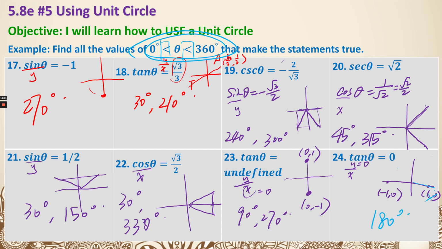But something else, if let's say I change the requirement to be 0 degrees is less than or equal to theta, which is less than 360, then suddenly your answer for number 24 would change. You would also have to include the 0 degrees. So that is the second big type of question in 5.8e. And that is everything for this lesson.